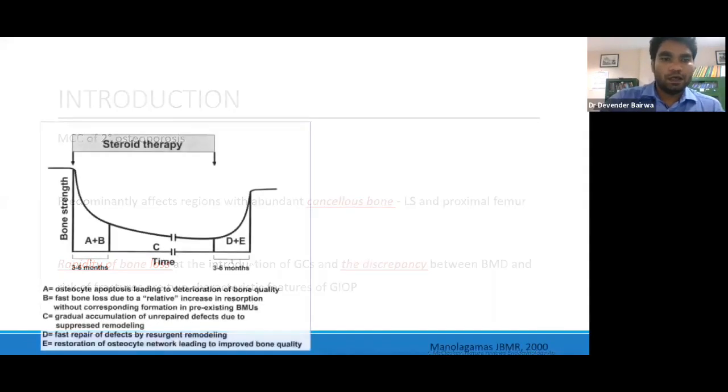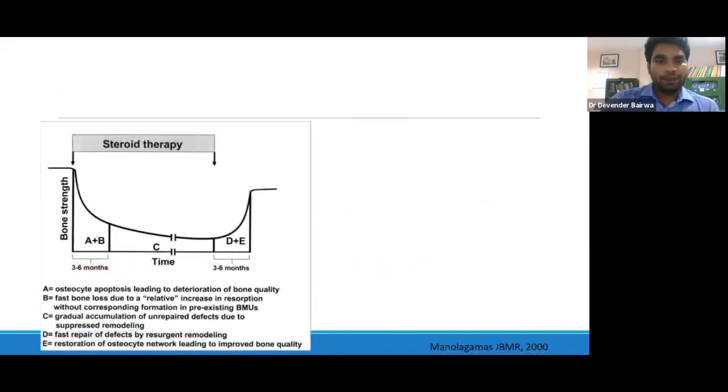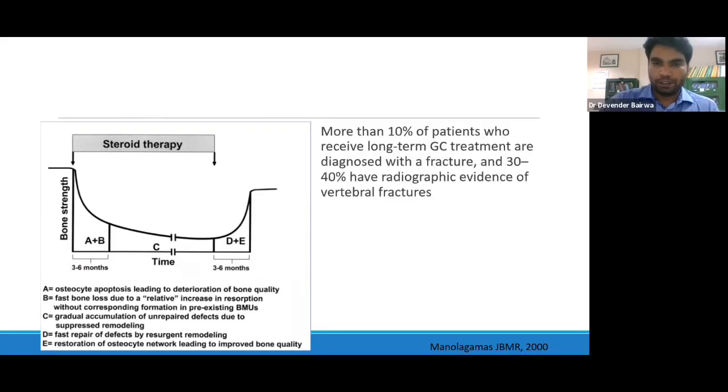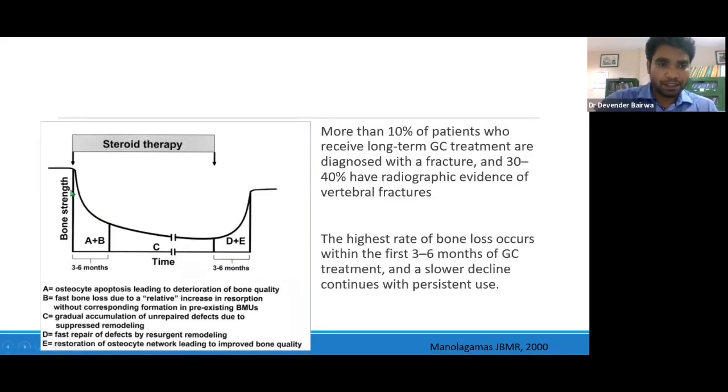So let's see. When you start steroid therapy for any patient, there are different phases. If you see in this figure, this is the 0 point where we are starting treatment, and this is how the course follows. In the first 3 to 6 months of beginning steroid therapy, there is osteocyte apoptosis leading to deterioration of bone quality, and there is fast bone loss due to a relative increase in resorption without corresponding formation in pre-existing BMU.